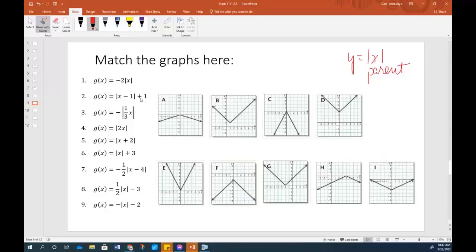Let's do any of them that have addition or subtraction at the end first, because addition or subtraction at the end indicates that it's been moved up or down. Okay, so this one should have that vertex, that point, up 1 unit. B is up 1 unit. Now it's also moved over, but does that verify? This one does indicate that it has been moved to the right 1 unit. So it was moved to the right 1 and up 1. So that one is B.